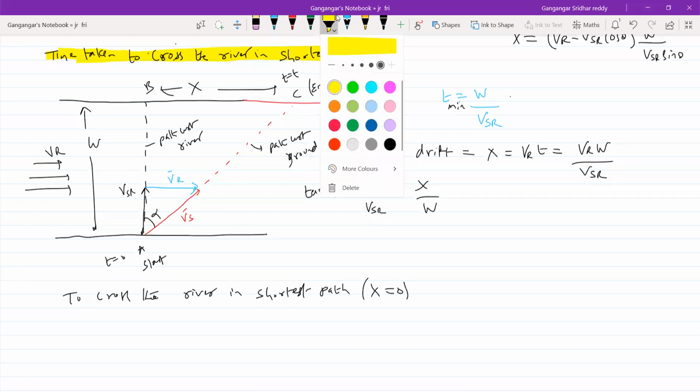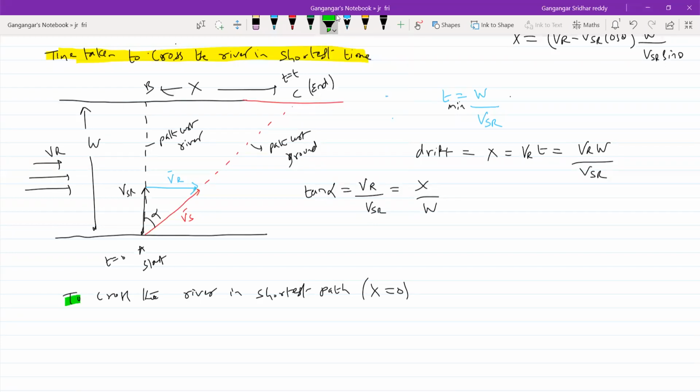These are the two situations. These are not universal. To cross the river in shortest path, if you want to minimize the drift, if you want to make drift 0, then you have to use this formula. When it's crossing the river normally, then you have to use this formula. But the first and second case, they are universal, applicable in almost every numerical.